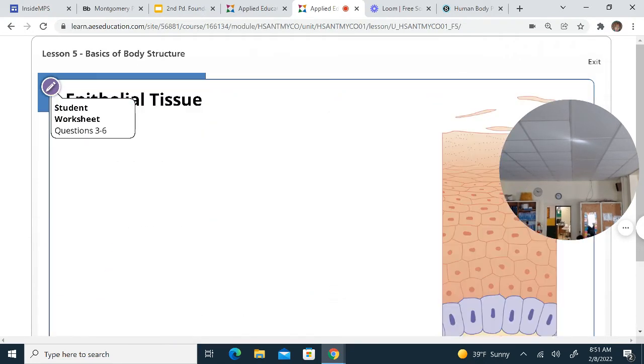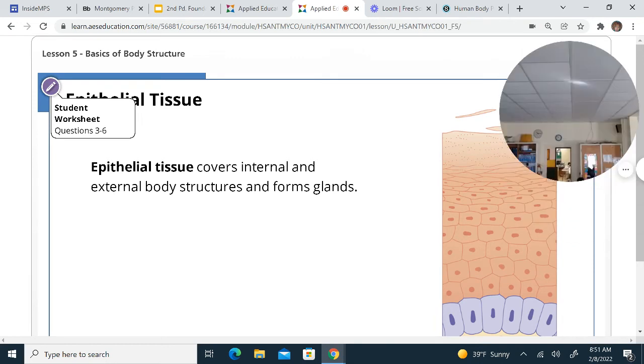All right, so then you have your epithelial tissue. Epithelial tissue covers internal and external body structures and forms glands. Epithelial tissue protects your body from moisture loss, bacteria, and internal injury. This tissue covers almost all of your internal and external body surfaces. For example, the outermost layer of your skin and other organs. So an example of epithelial tissue is your skin. It's like a protective covering over your bones, your organs, your muscles.